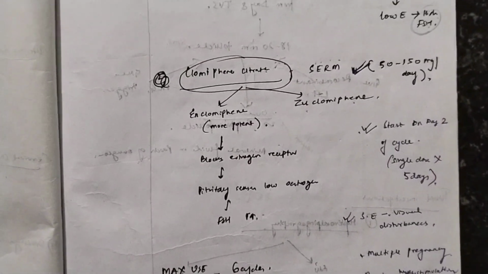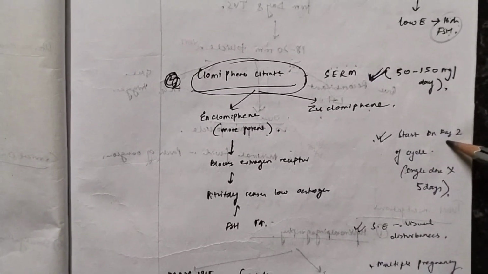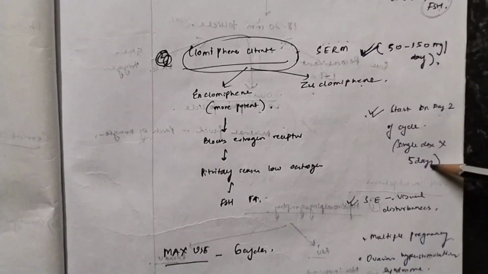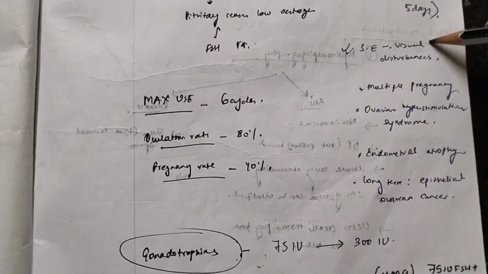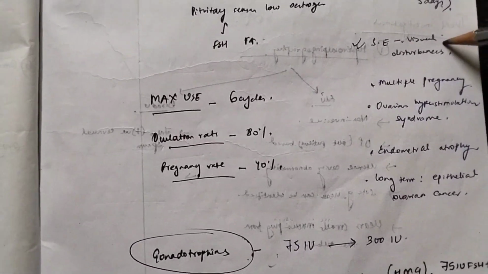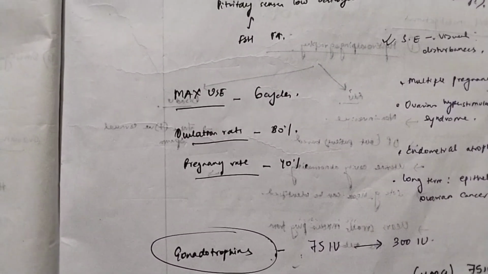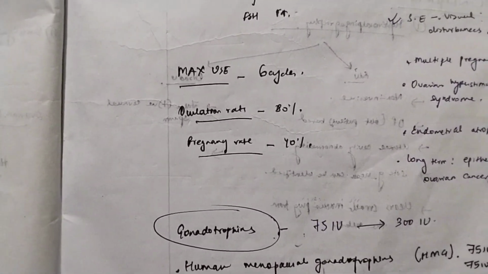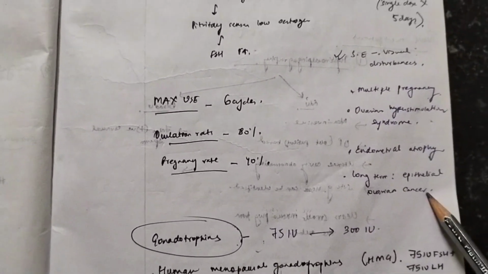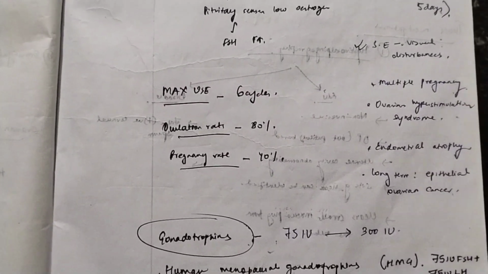Now, how to use this? You start this on day 2 of the cycle. You give a single dose for 5 days. Don't exceed the dose because there are many side effects related to clomiphene citrate. For example, it can cause visual disturbances, multiple pregnancy, ovarian hyperstimulation syndrome, endometrial atrophy, and if you use it long term, it can also cause cancer.